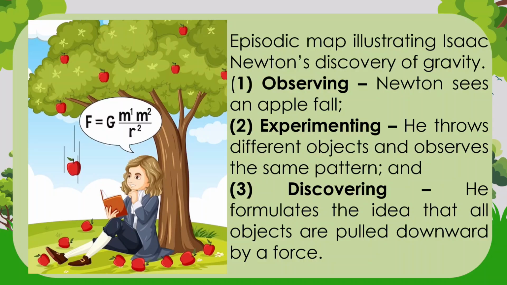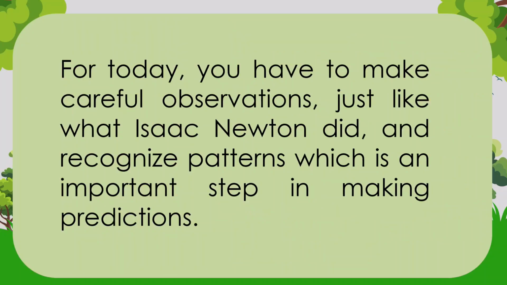Number 1 is observing. Newton sees an apple fall. Number 2, experimenting. He throws different objects and observes the same pattern. And number 3, discovering. He formulates the idea that all objects are pulled downward by a force. For today, you have to make careful observations just like what Isaac Newton did, and recognize patterns, which is an important step in making predictions.